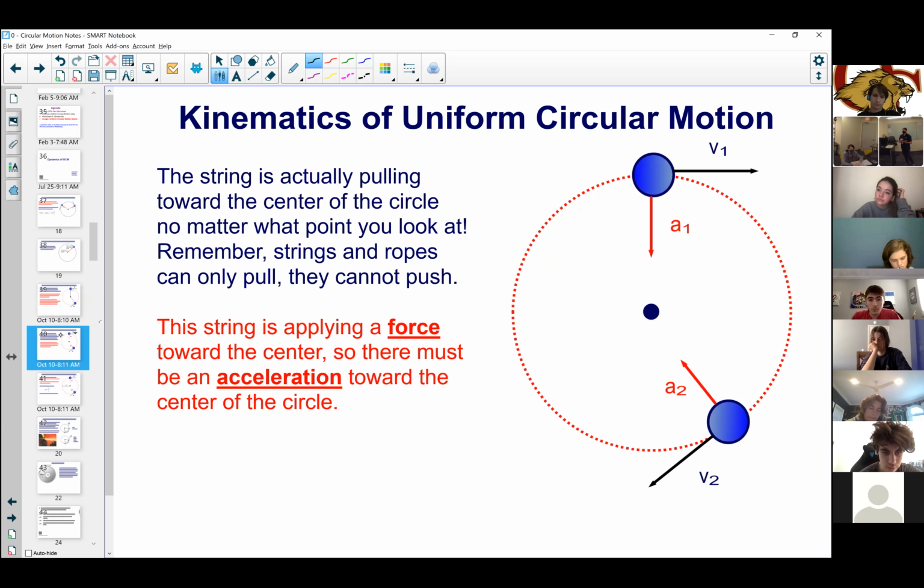All right, can I get someone in the Zoom to read through this slide for us? The string is actually pulling toward the center of the circle no matter what point you look at. Remember, strings and ropes can only pull, they cannot push. This string is applying a force toward the center, so there must be an acceleration toward the center of the circle.